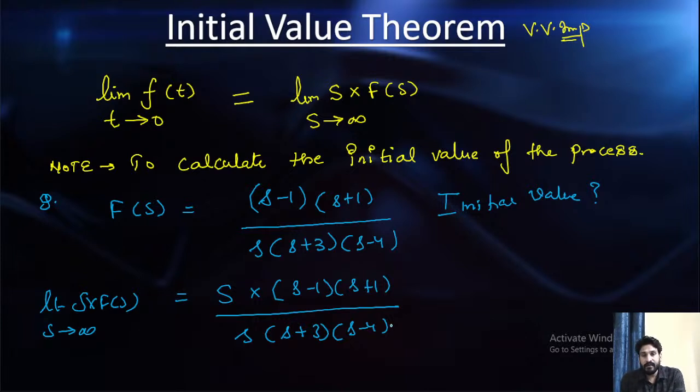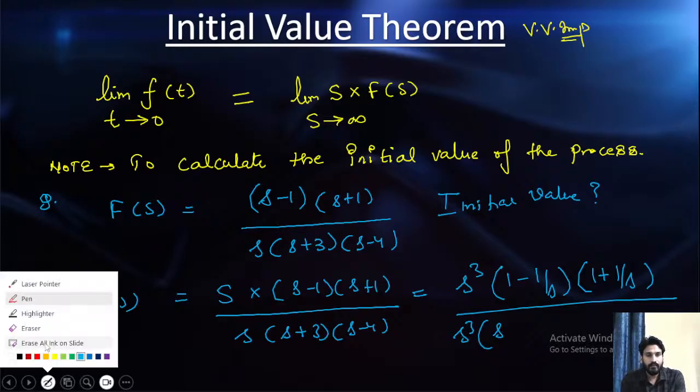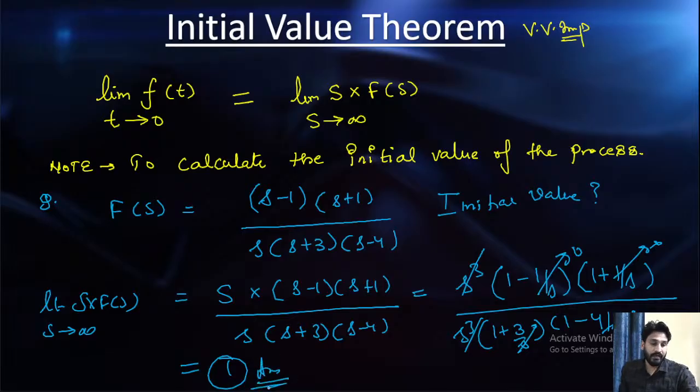Do one thing. Just take out the common s. If I take out the common s from here and here, this will be s cube into s minus 1 will become 1 minus 1 by s, and it will become 1 plus 1 by s, divided by similarly, s cube into 1 plus 3 by s, and 1 minus 4 by s. Now if s tends to infinity, it means 1 by s tends to 0. Then it is 0, 0, 0, 0, then it is my 1, and that will be your answer.